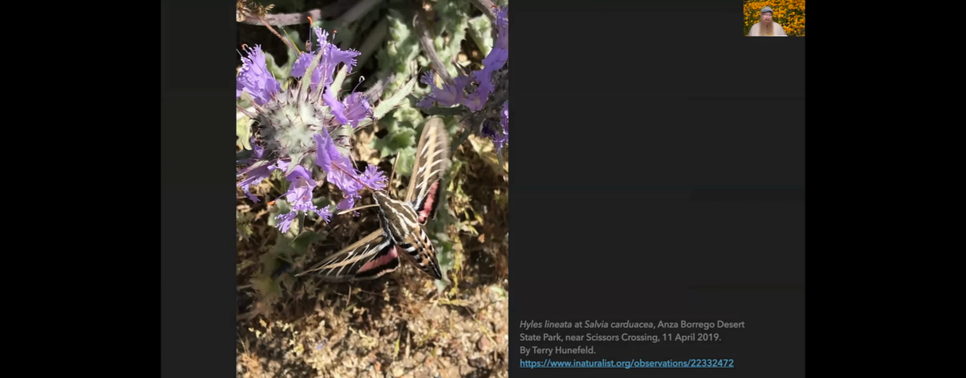And then here, my friend Terry Hunnefeld took this photo out in Anza-Borrego Desert State Park. It's just a phenomenal photo of a whiteline sphinx moth in the daytime with its proboscis inside the flower, inside thistle sage, Salvia carduaceae. Oh my gosh, great photo. So Terry allowed me to use this. Just beautiful.